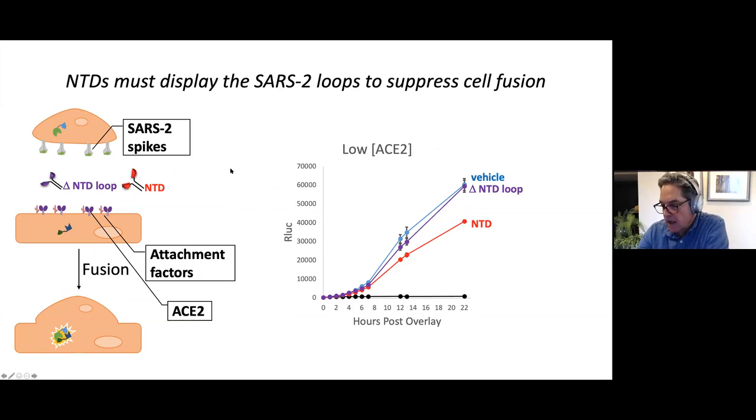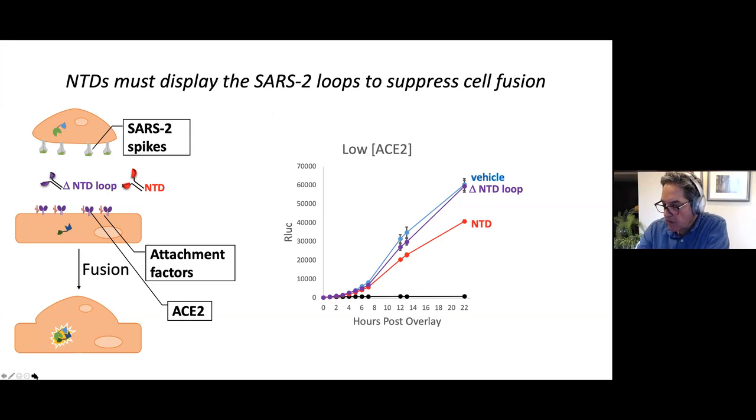As you can see here, Enya found that the NTDs must display the SARS-2 loops to suppress the cell fusion reaction that he uses. This came from these additional cell fusion assays, this time comparing the NTD with the delta NTD loop, both very pure, both at 10 micromolar concentrations to impede the fusion. He's done this many times. At the right here, only the NTD suppresses fusion, the delta NTD loop does not. So either the loops are responsible directly or indirectly for attachment factor binding.